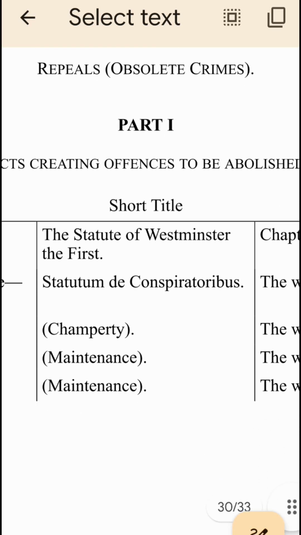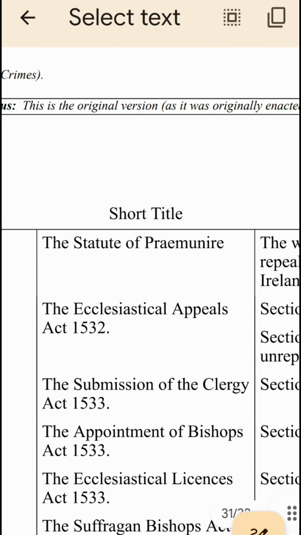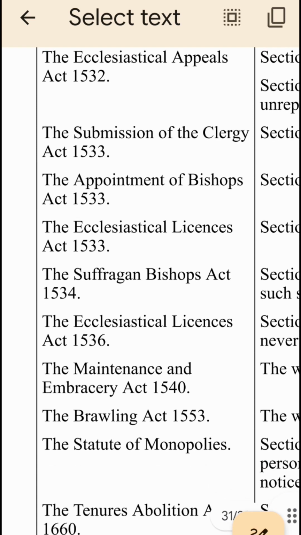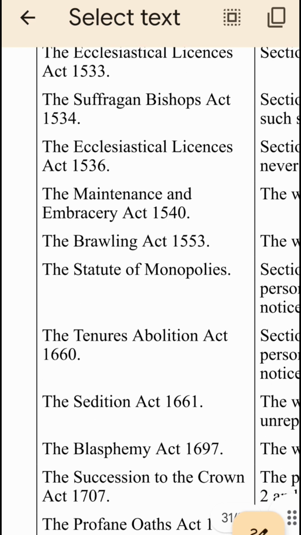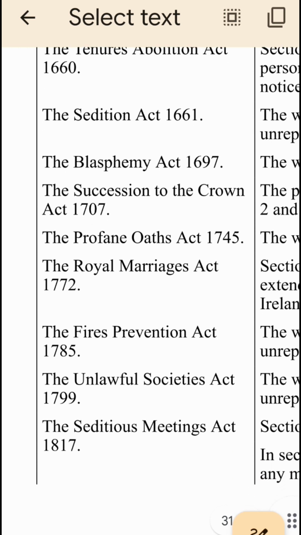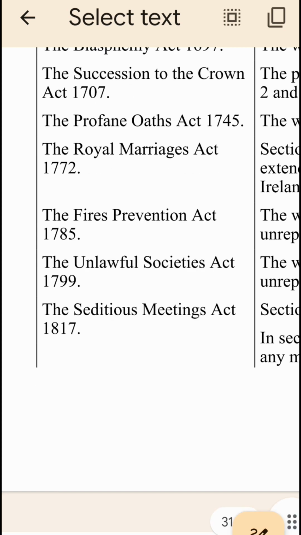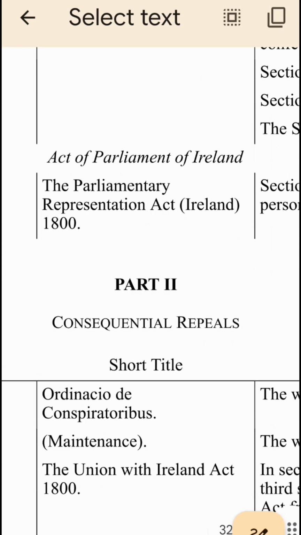Statute of Westminster. What the hell? Appointment of bishops. Suffrage and bishops. What the? Brawling Act. Ten years. Sedition, blasphemy, the succession, profane oaths. Profane oaths. Unlawful societies. Some corkers here.